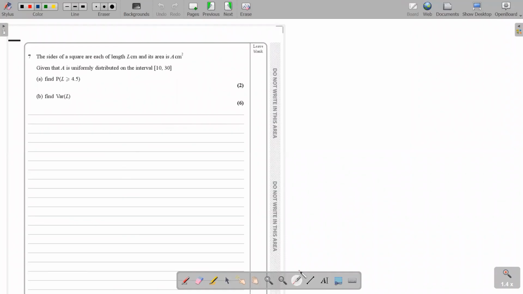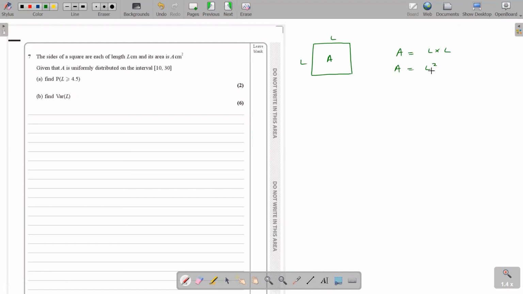Okay, moving on to question number 7. The sides of a square are each of L centimeters and its area is A square centimeters. Do you see what they say here? There's a square, each side is L centimeters. So the area is A. Basically, what does it tell you? Area is equal to L into L, which means area is L square, right?